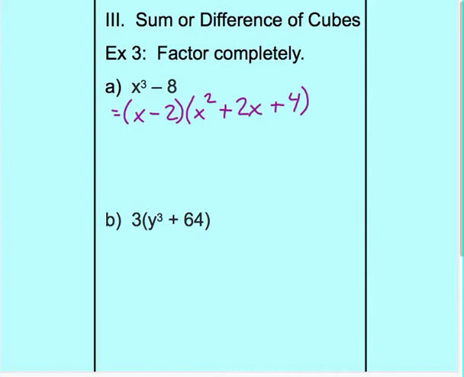So I'm going to distribute the x to every term in the second set of parentheses, x times x squared, x times 2x, x times 4. Now I'm going to distribute the negative 2. Negative 2 times x squared, negative 2 times 2x, and negative 2 times 4. And as you can hopefully clearly see, the 2x squared cancels with the negative 2x squared, the 4x's cancel, leaving us with x cubed minus 8.